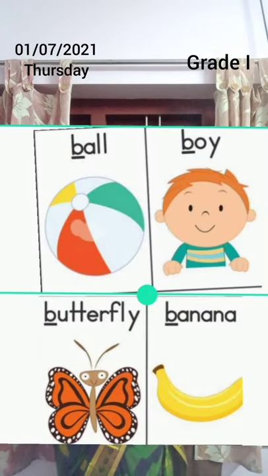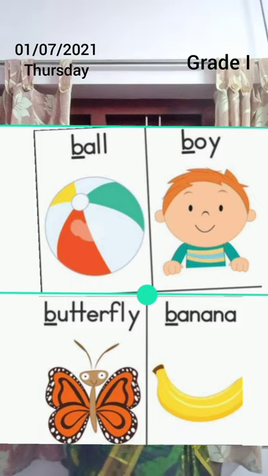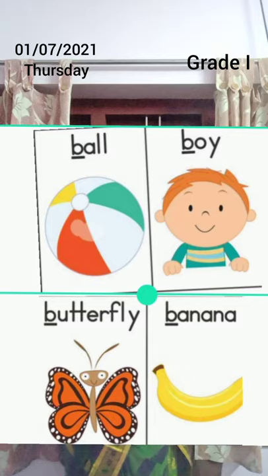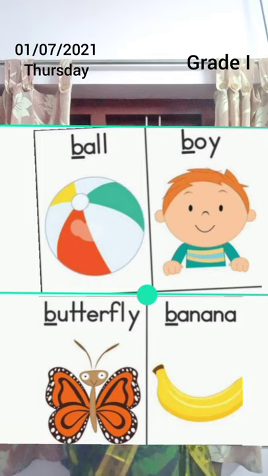B-A-L-L. Ball. The word is bus. B-U-S. The next one is balloon. B-A-L-L-O-O-N. Balloon. The next one is butterfly. B-U-T-T-E-R-F-L-Y. Butterfly. The sound is B and the word is butterfly.